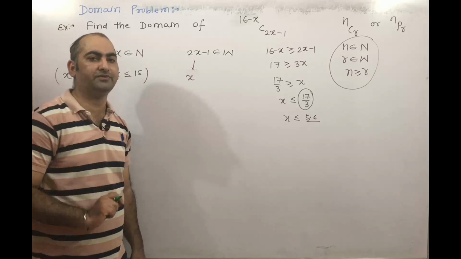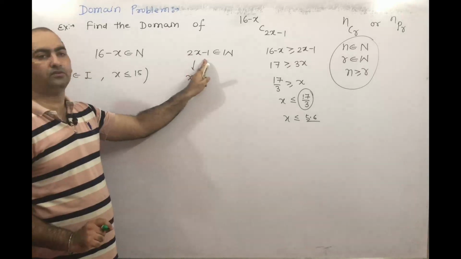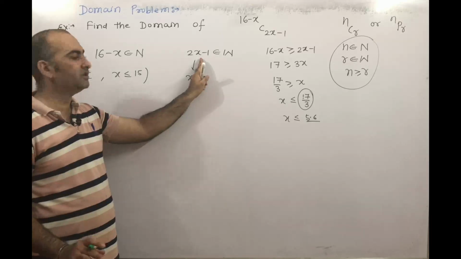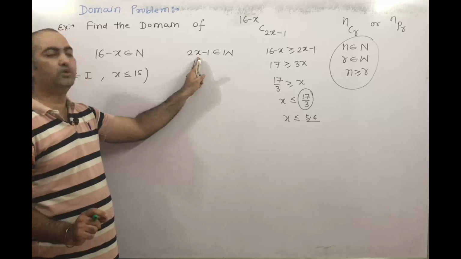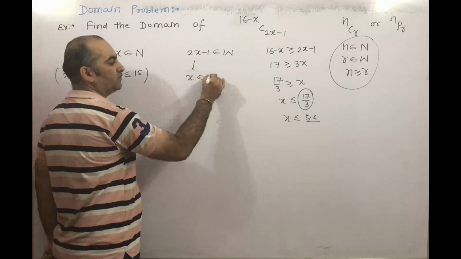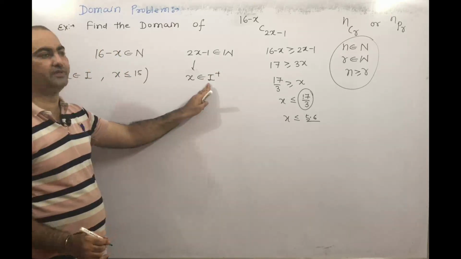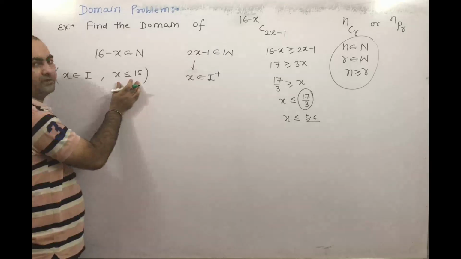Now we will check positive integers. If I put 0 here, 0 minus 1 is also not possible. If I put 1, then 2 minus 1 is 1, and 1 is a whole number. If I put 2, then 4 minus 1 is 3. That is possible. So this is defined if x belongs to positive integers. And the other is defined if x is an integer, but that integer should be less than or equal to 15.